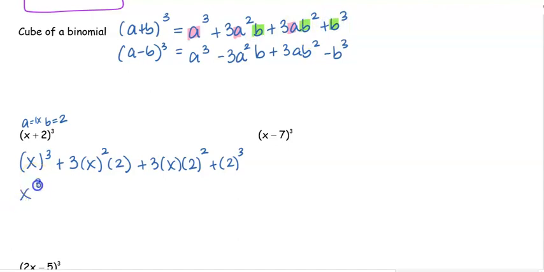So that's x cubed. 3 times x squared times 2, that's 6x squared. 3 times x times 2 squared is 4, times 3 is 12x, 2 cubed is 8.